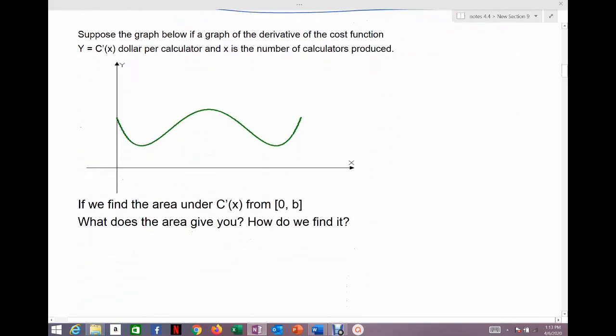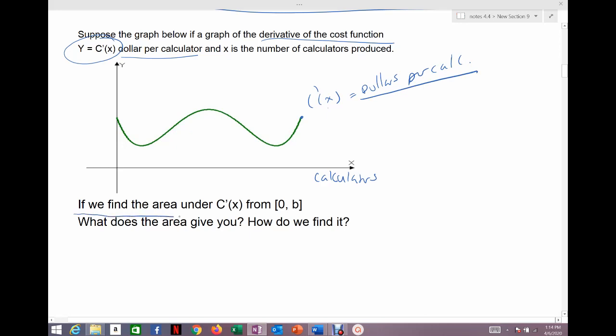All right, so I'm going to do another graph just to compare it to stuff we're going to be looking at, which will be change in cost, change in revenue, change in profit. So suppose I have the derivative of the cost function. All right, so this is a derivative. It's the rate of change of cost in dollars per calculator. So x represents my calculators. This would be my derivative of my cost in dollars per calculator. All right, per calculator produced.